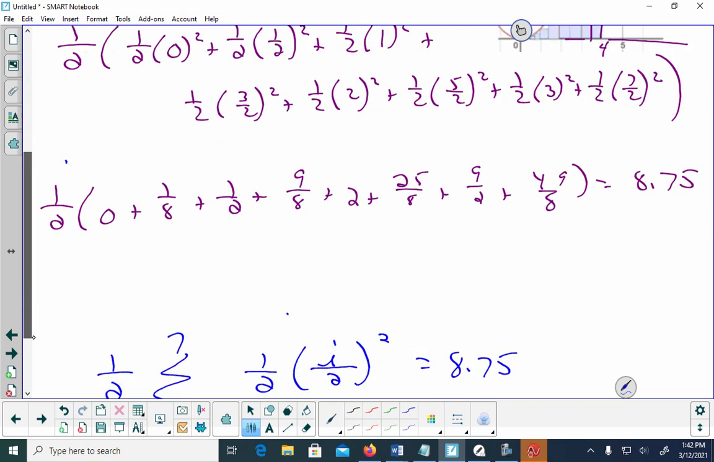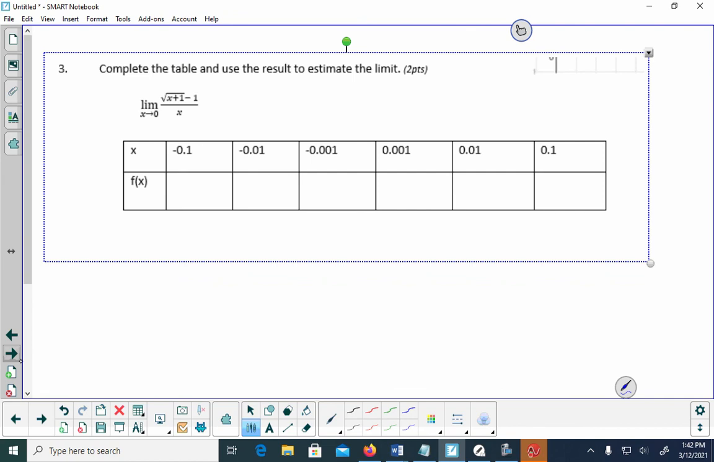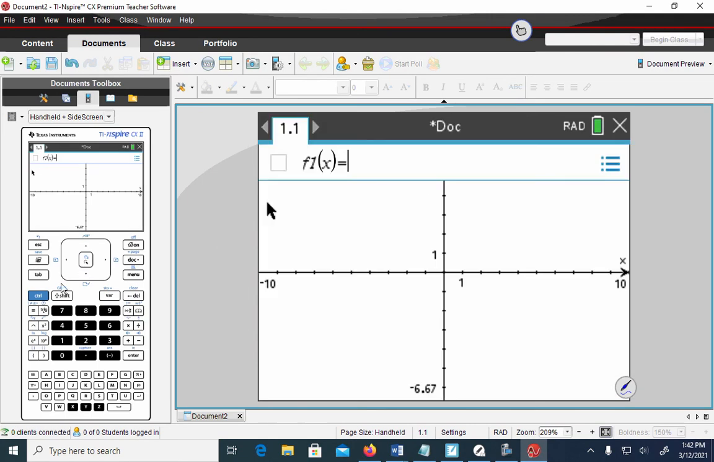Either way is fine. The next one, I want to complete the table to estimate the limit. So I'm taking the limit of that function as x approaches 0. I cannot put 0 in here because it would be undefined. It would be 0 over 0. So to complete this table, I am going to pick up my calculator and put it in and use the graph menu trace. And I go to a graphing page.